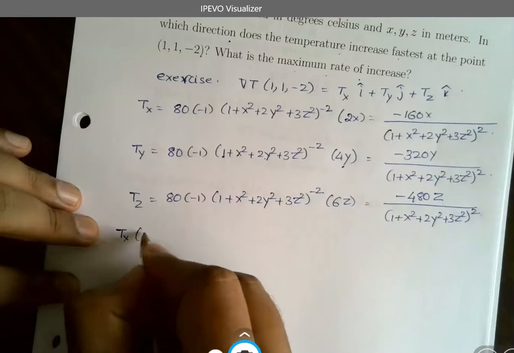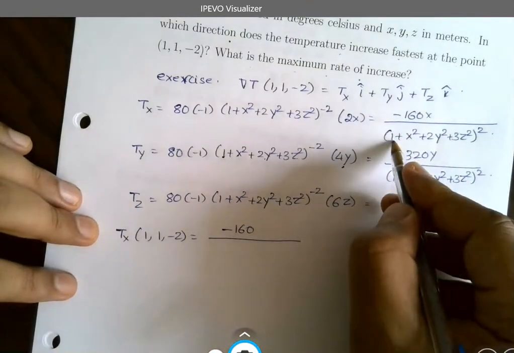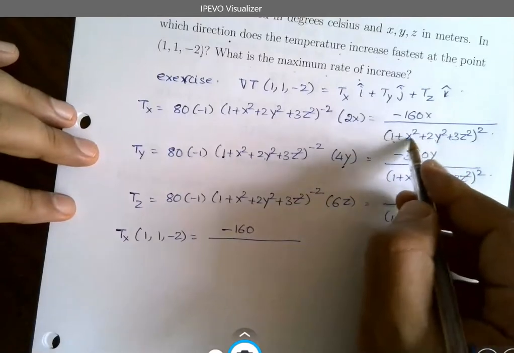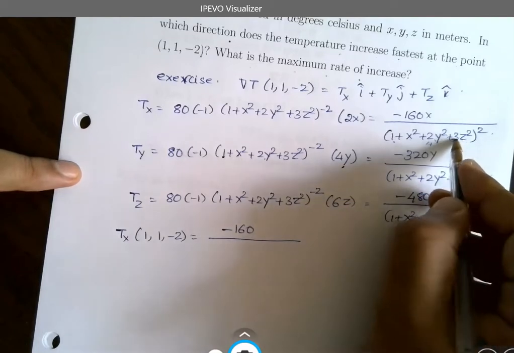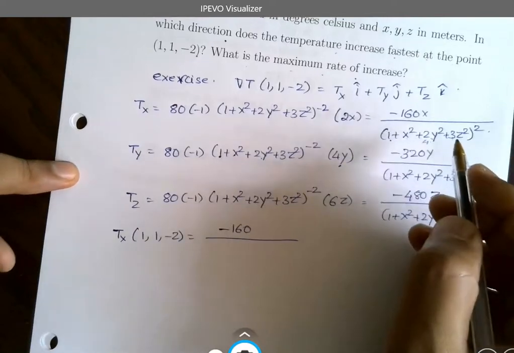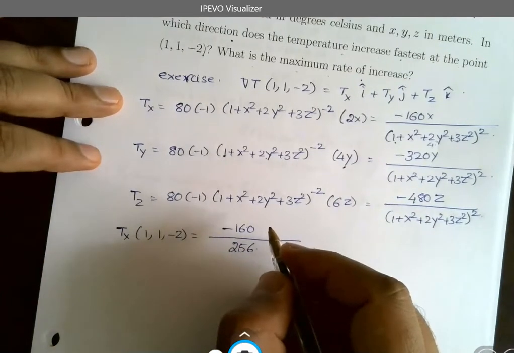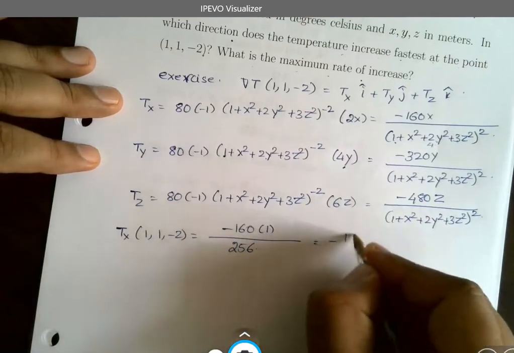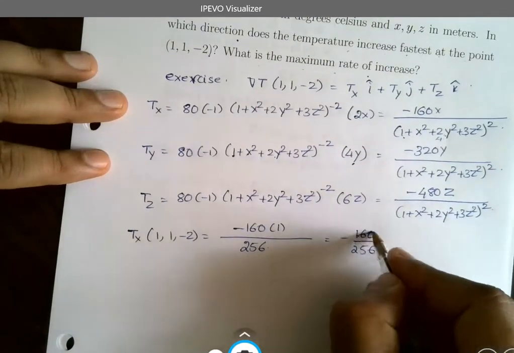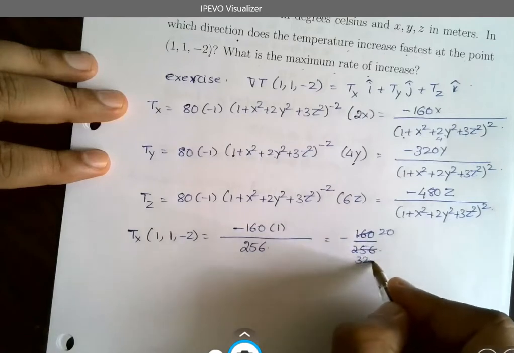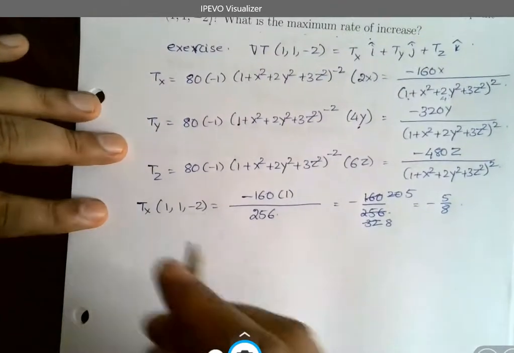You want to find Tx of (1, 1, negative 2), so that's going to be negative 160 divided by, this is going to be 1 plus 1 plus 2, 2 plus 2 is 4. Z squared, 2 squared is 4, 4 times 3 is 12, 12 plus 4 is 16, 16 squared is 256. Times 1. So that's going to be negative 160 divided by 256. I hope you're okay with that. 8 goes 20 times, 4 fives and 4 eights, so that's going to be negative 5 over 8. I hope I'm right on that. If not, please fix it, guys.